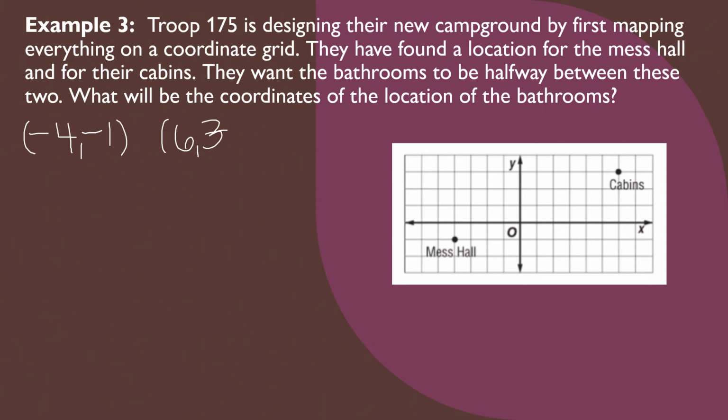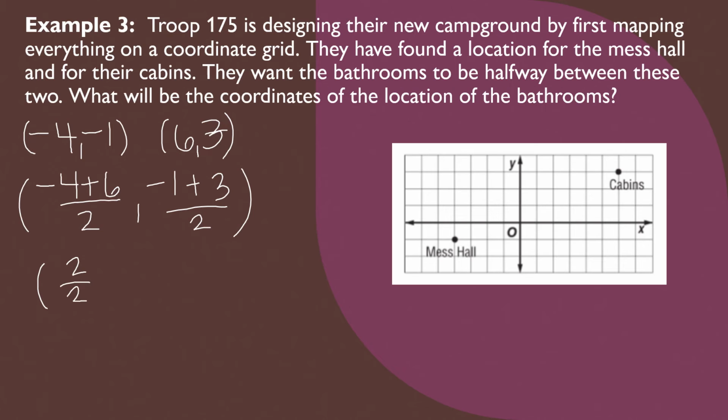So if our bathrooms are halfway in between, that means they are at the midpoint. So let's use our midpoint formula. Let's add our x values and divide by 2. Add our y values and divide by 2. So negative 4 plus 6 is 2. 2 divided by 2 is 1. And negative 1 plus 3 is 2. And 2 divided by 2 again is 1. So the bathrooms should be at 1, 1. Let's graph it and make sure that visually looks like it's in the middle. And it definitely does.